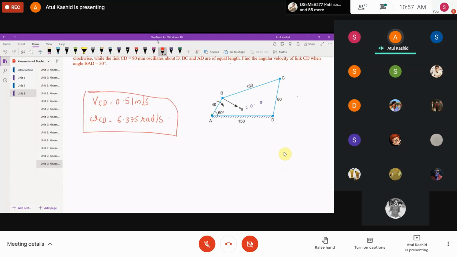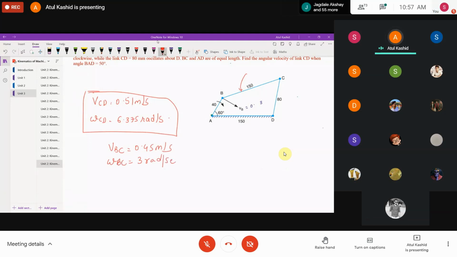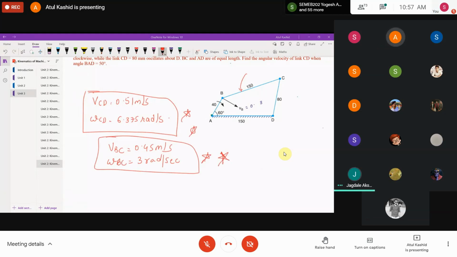Similarly, for BC also you can find out the angular velocity, in the same way. We have to first find out the velocity of BC, which will come 0.5 meter per second, and then omega of BC you can calculate by using the formula, and it will be 3 radian per second, right? So just note down these two things, cross check later. Okay. So please check your answers, whether you're getting the same answers, and reply whether this velocity polygon for the given example that we have taken is very clear to you. Please reply in the chat box, everybody.